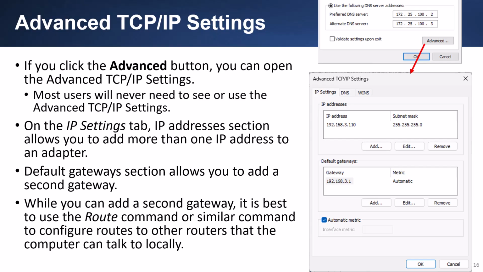If you click the Advanced button, you can open the Advanced TCP/IP settings. Most users will never need to see or use the Advanced TCP/IP settings. On the IP Settings tab, the IP Addresses section allows you to add more than one IP address to an adapter. The Default gateway section allows you to add a second gateway. While you can add a second gateway, it's best to use the route command or similar command to configure routes to other routers that the computer can talk to locally.